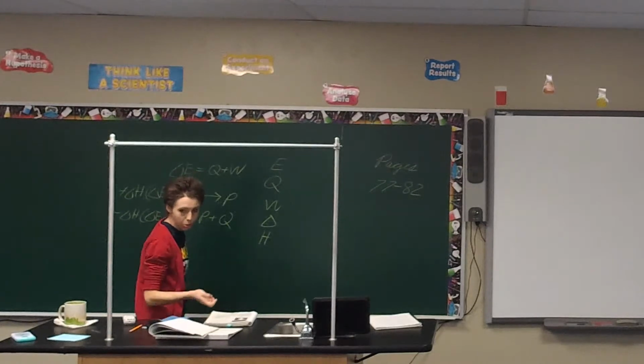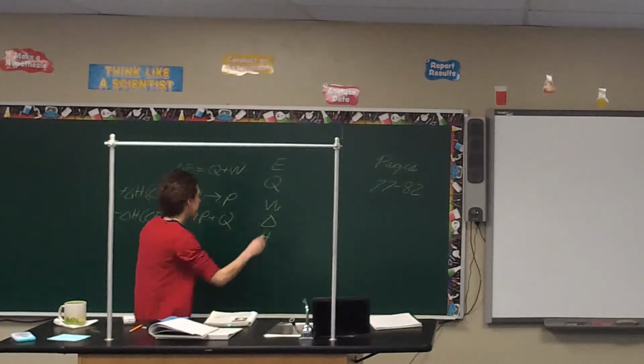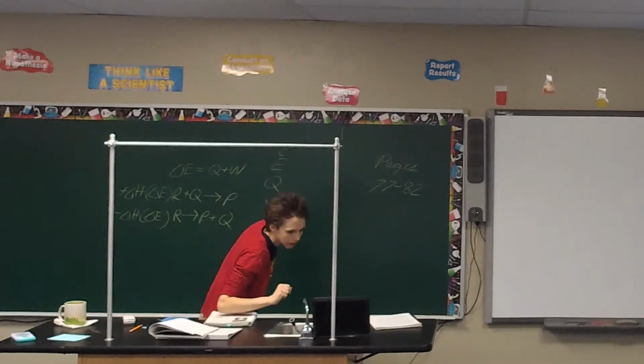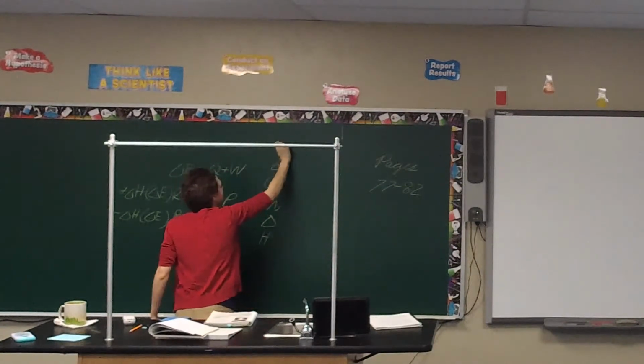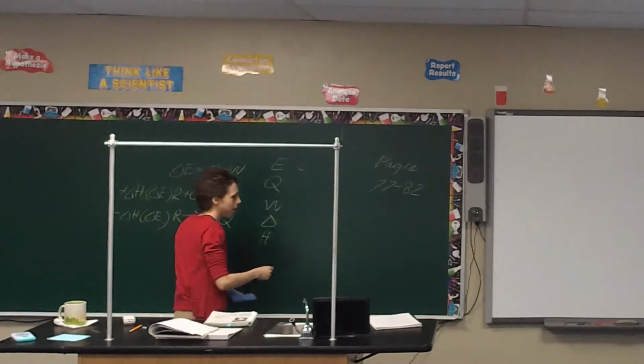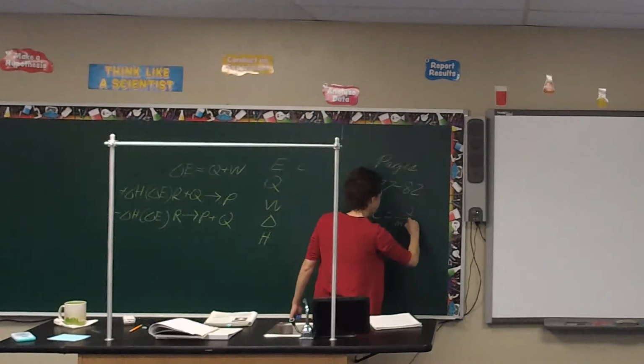Specific heat, good job. What letter is given for specific heat? You've got to know your symbols. C, lowercase c specifically. What's the equation for specific heat? I'm going to write it over here. C equals Q over m delta T.